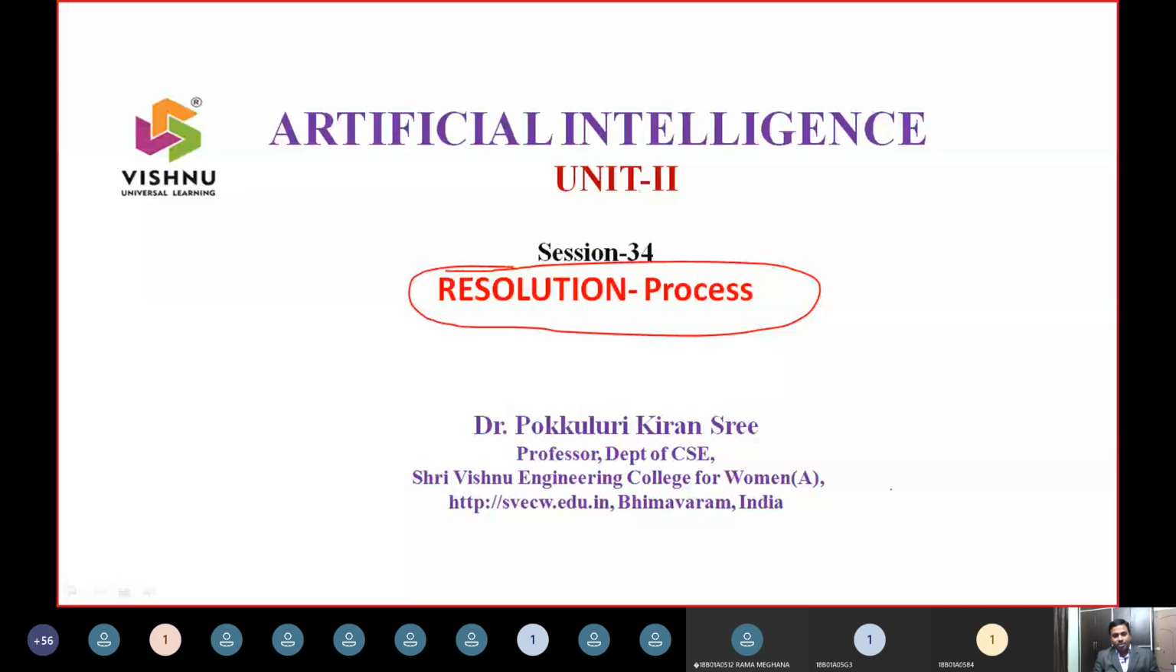Three different steps are involved in the resolution process in general. The first step is how do you convert the statements into first order logic. That is what we have done in the earlier classes. The second step is how do you convert this first order logic into clause form. This is what we have done yesterday. And the third step is how do you apply this resolution procedure.